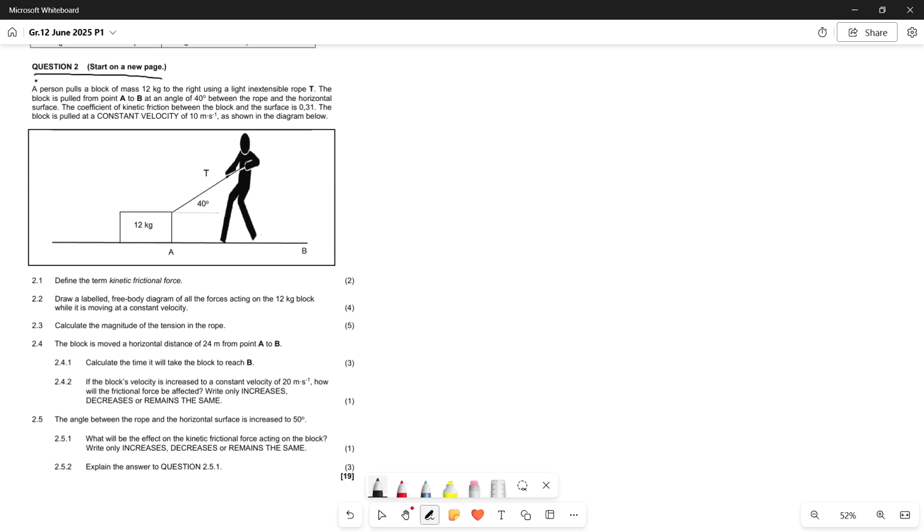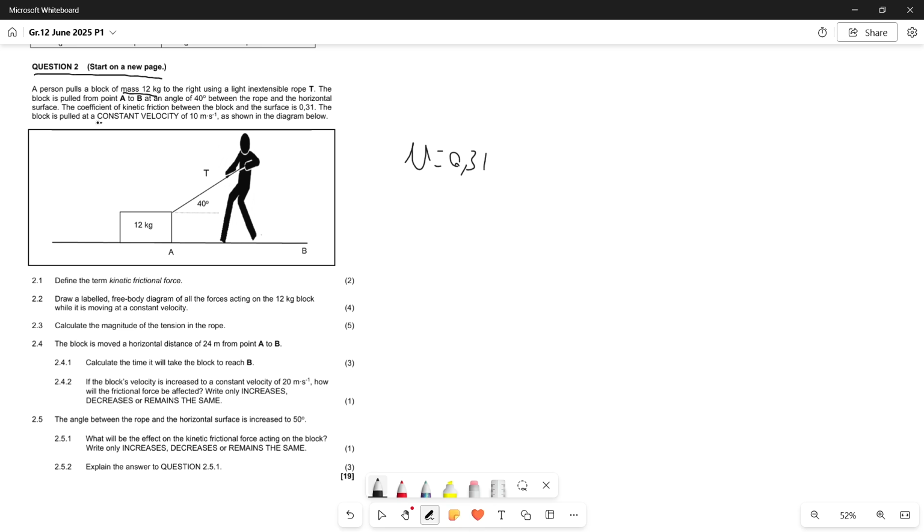So we have a person pulls a block of mass 12 kilograms over there to the right using a light inextensible rope T. So we have tension. The block is pulled from point A to point B over here at an angle of 40 degrees between the rope and the horizontal surface. The coefficient of kinetic friction between the block and the surface is 0.31. That is good for us.